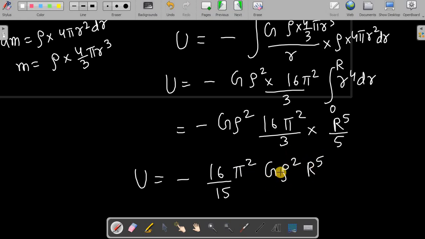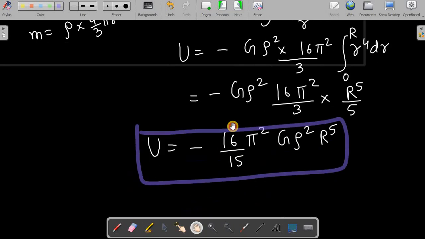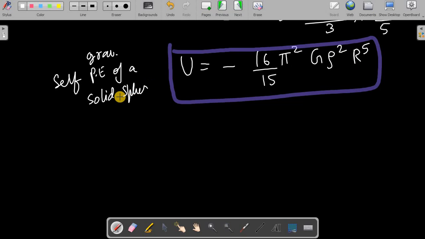R power 5, correct? That's the formula for self potential energy, the gravitational potential energy, of a solid sphere, where rho is the density.